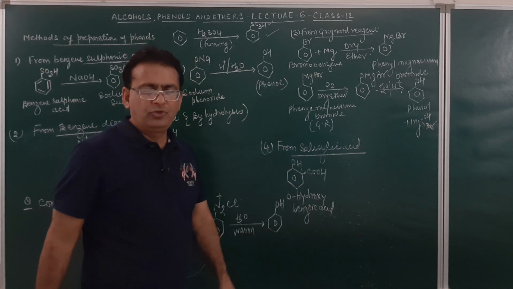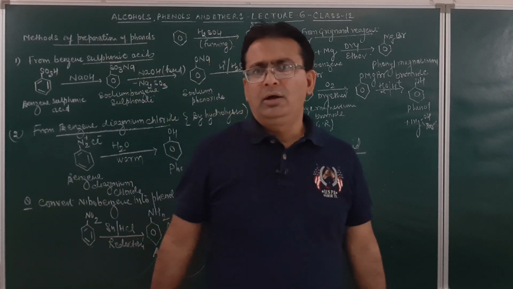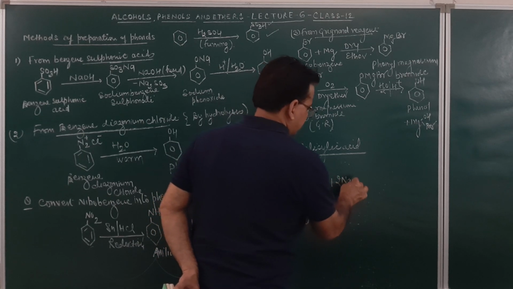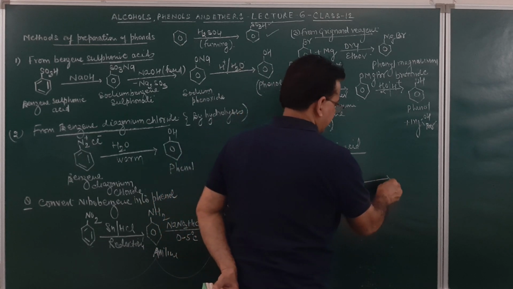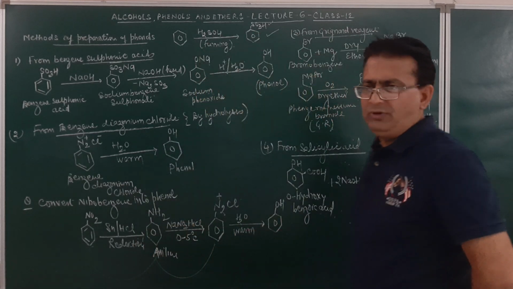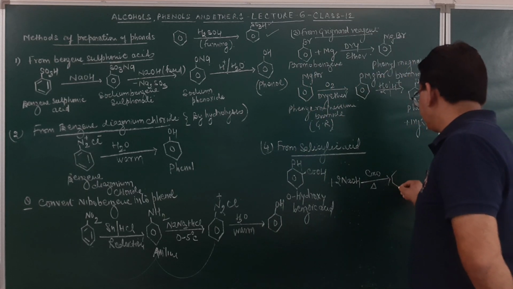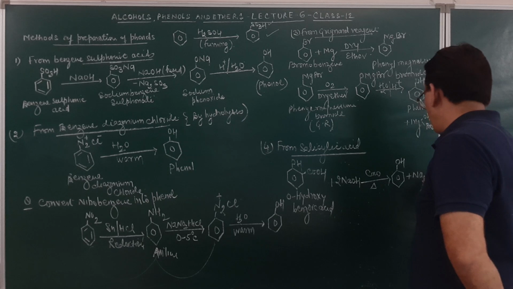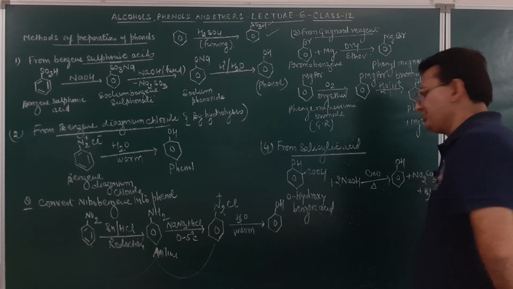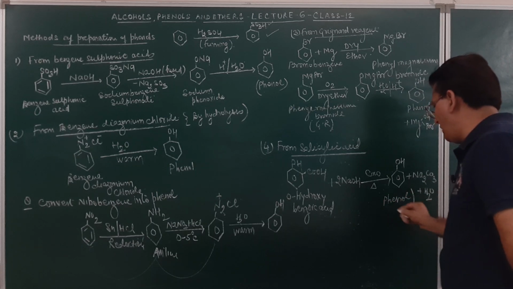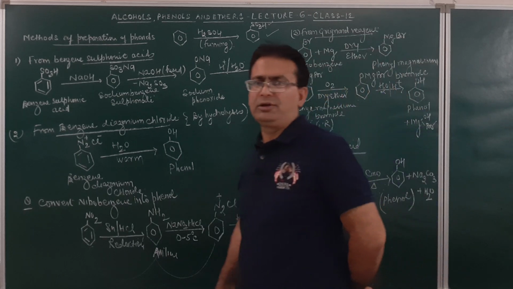When treated with sodium hydroxide and calcium oxide, that is, on reaction with sodium hydroxide in presence of calcium oxide and heat, the product obtained will be a phenol molecule. It will result in the formation of phenol plus sodium carbonate plus a molecule of water. Tell me whether I am getting it clear or not.